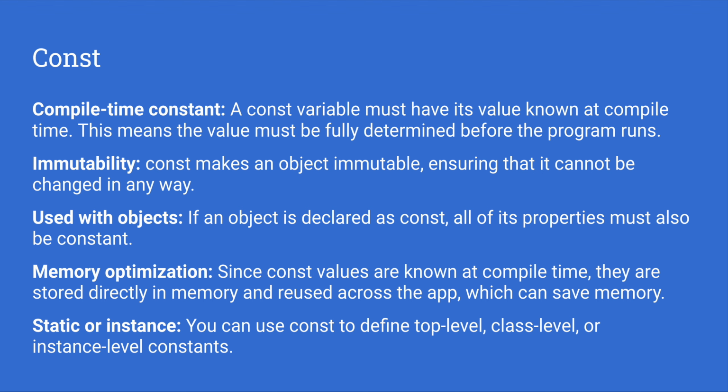Okay, and the memory optimization. So the const values are known at compile time. They are stored directly in memory and reused across the application, which can save memory. Okay, static or instance. So you can use const to define top level, class level, or instance level constants.